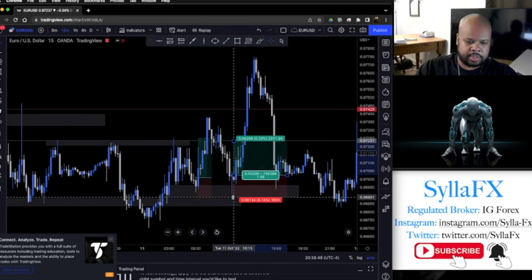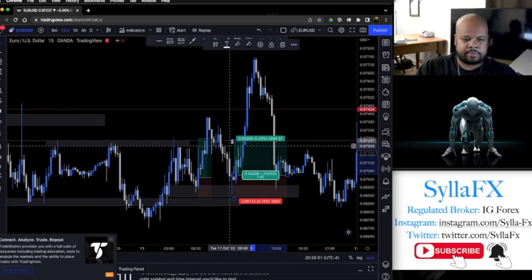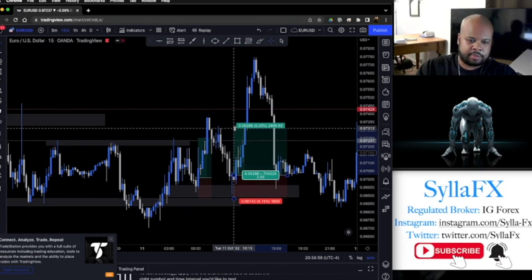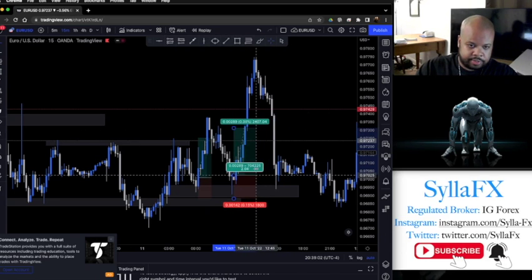Stop loss below the wick, 13 pips. Let's do 14 pips just to be safe. So 14 pips, 1 to 2 risk reward ratio is 28 pips. So we're going to mark it here, and we have another winner.